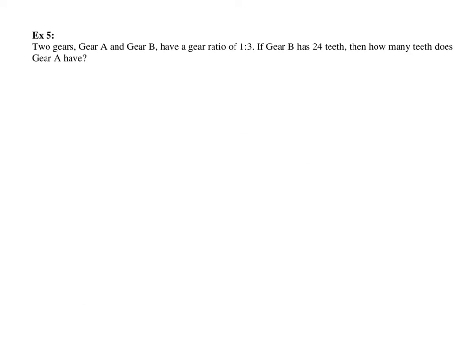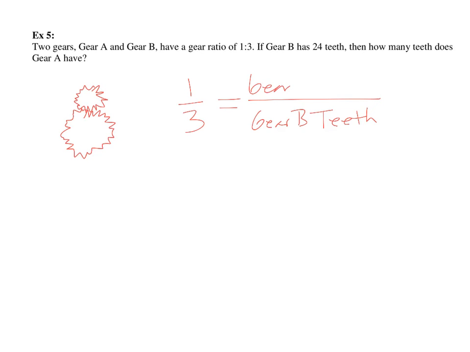Alrighty. Two gears, gear A and gear B, have a gear ratio of 1 to 3. Okay, so here I have a gear. Very poor example of a gear. All right, those are two gears. So the gear ratio is 1 to 3. Gear B has 24 teeth. All right, so this is gear B teeth. This is gear A teeth.